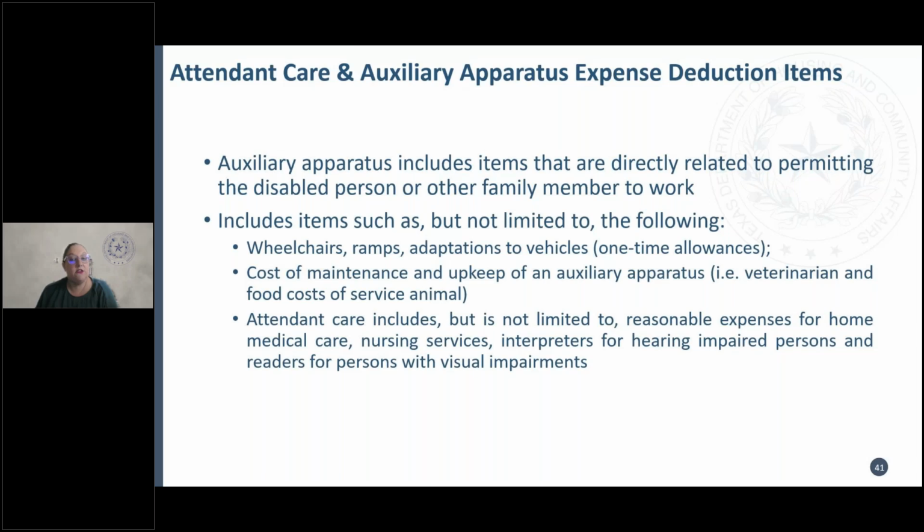Attendant care also includes, but is not limited to, reasonable expenses for home medical care, nursing services, interpreters for hearing impaired persons, and readers for persons with visual impairments. That list is not exhaustive. Those are just some examples you might see.